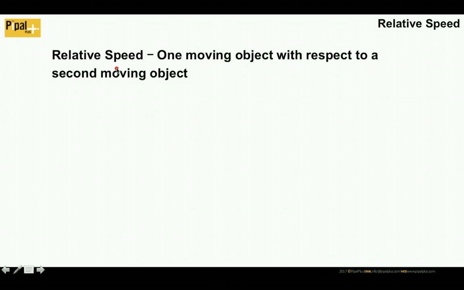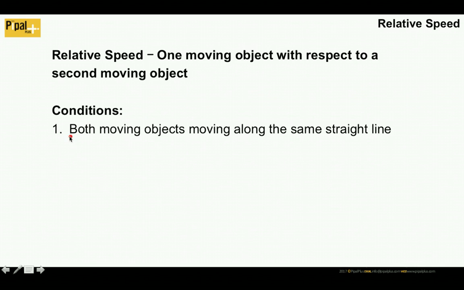In this section, we are going to talk about relative speed. Now, relative speed is essentially the speed of one moving object with respect to another moving object. Okay. Now, there are certain conditions that you must wait for to apply the concept of relative speed.